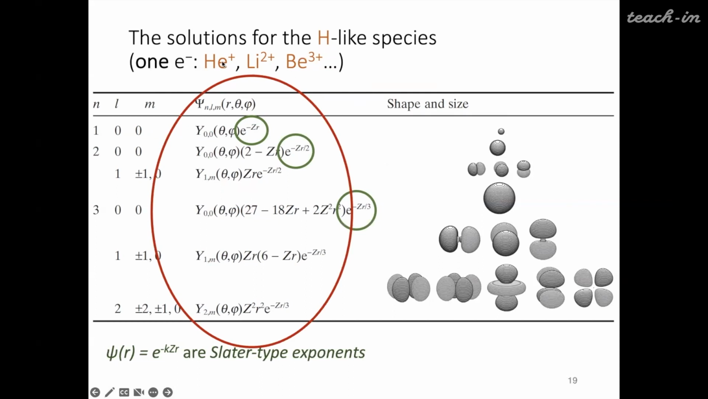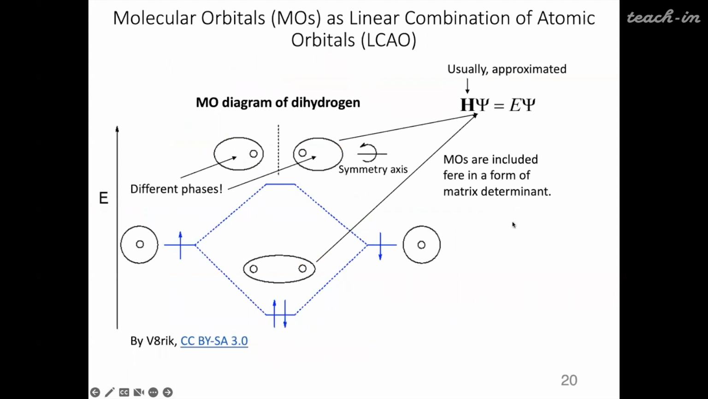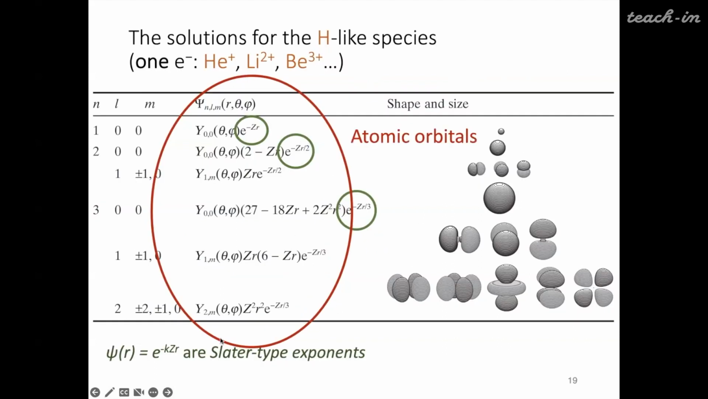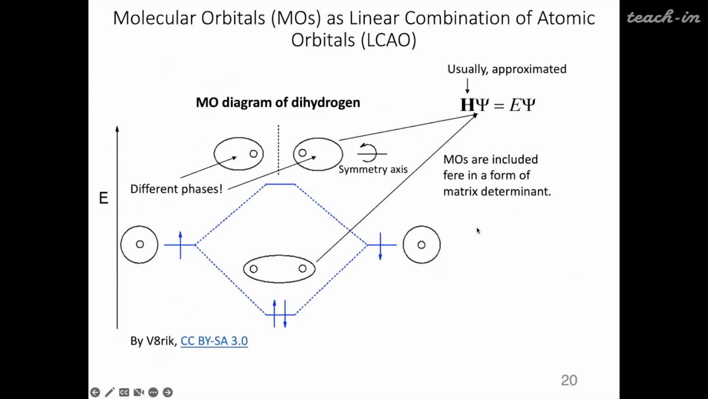All these systems exhibit only one electron, and these functions that are solutions of the Schrödinger differential equation are the so-called atomic orbitals. After some fine-tuning, these atomic orbitals can be used for quantum chemical calculations, and some of you are familiar with the molecular orbital theory and the method of linear combination of atomic orbitals.